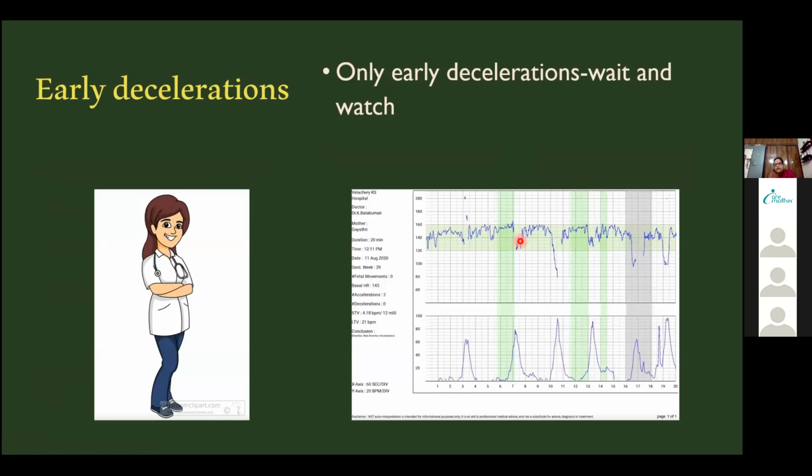See, in this again, looking at this, you feel really worried, no? It looks very abnormal. But if you see, the nadir of the deceleration corresponds to the peak of the contraction. This is an early deceleration. So you should always correlate with the contractions to interpret the deceleration.